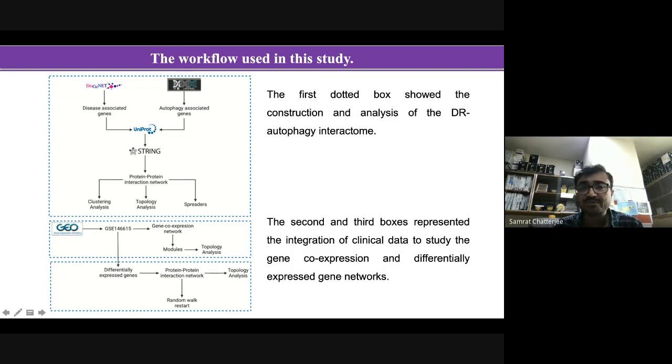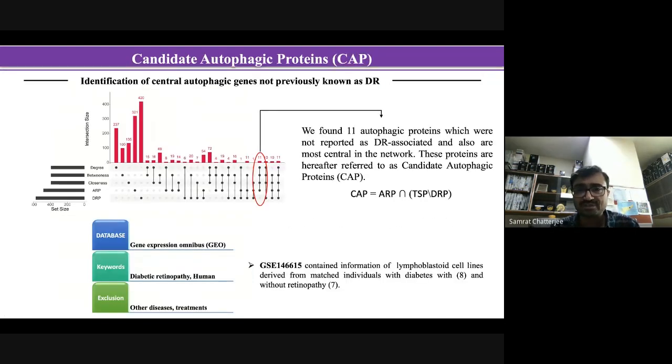So, briefly going into the details of what we have done. The first thing is that when we built that network using only the disease database and the autophagy database, we found that there are 11 autophagic proteins which are not reported in DR and are most central to the network. In betweenness and closeness, we identified them to be very important proteins. So we took them as candidate autophagic proteins, to see what role these proteins actually play in real data.